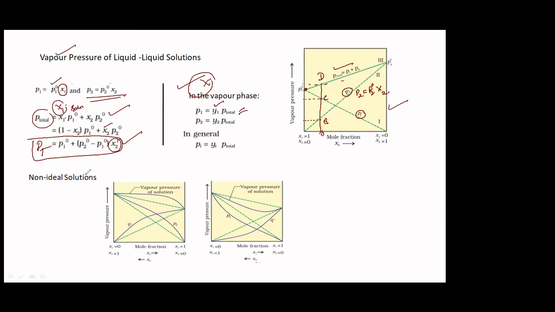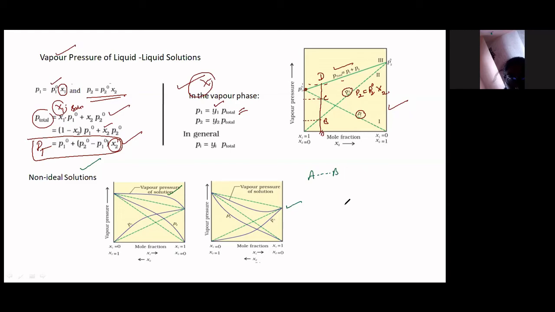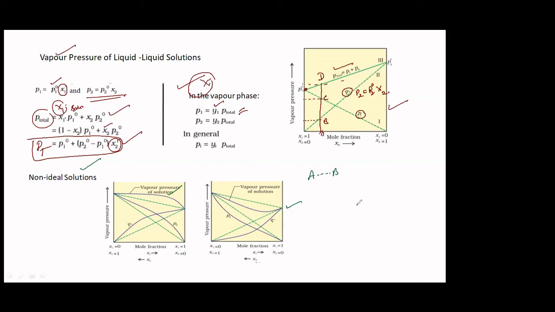Okay. Non-ideal solutions. Either they will show positive deviation or they can show negative deviation. So what kind of liquid mixture shows positive deviation? AB interactions are weaker than AA and BB interactions, isn't it? When a new bond is formed, if it is weaker, then it will show positive deviation because it is easy for it to go into the vapor phase. But if a stronger bond is formed, then it is going to show negative deviation.